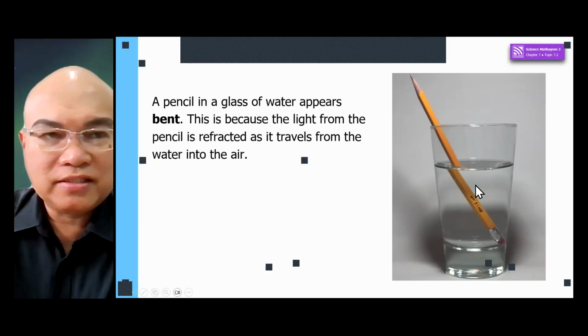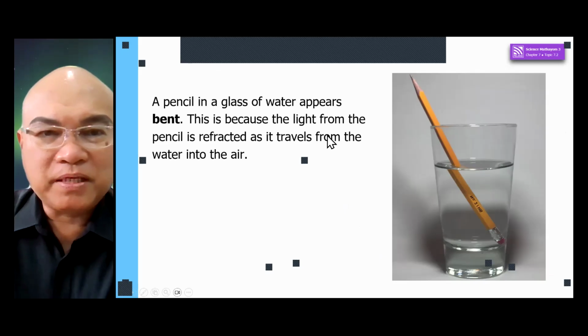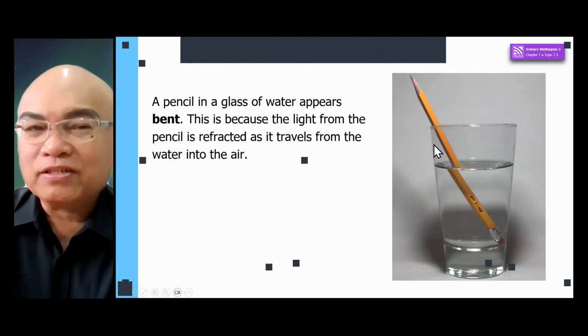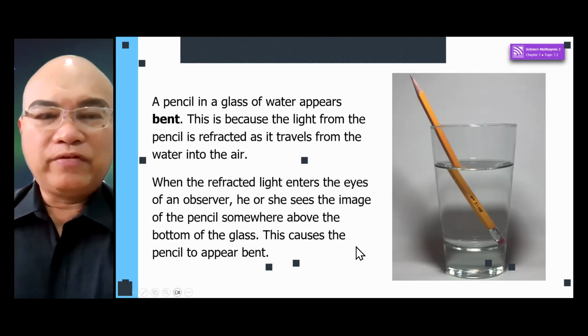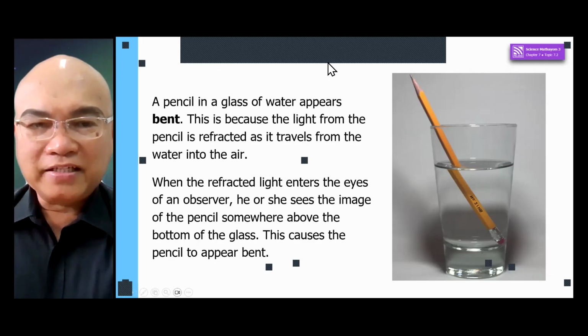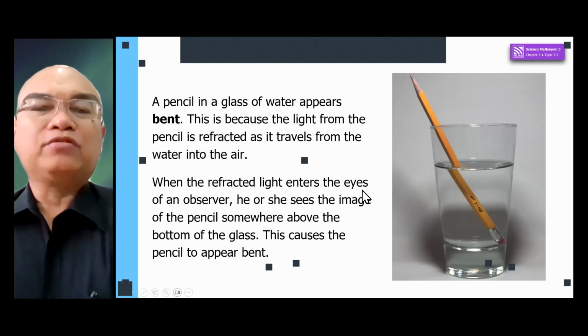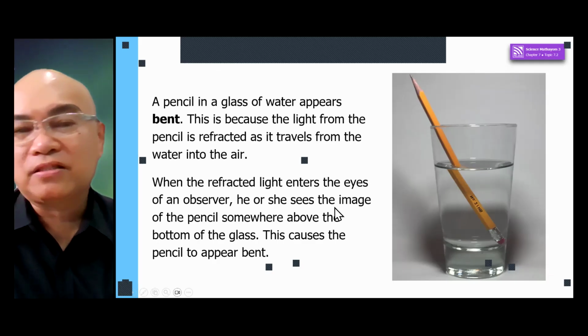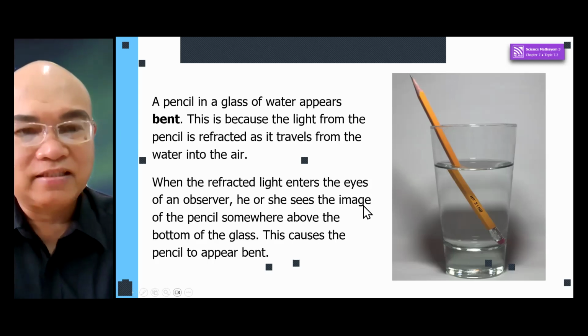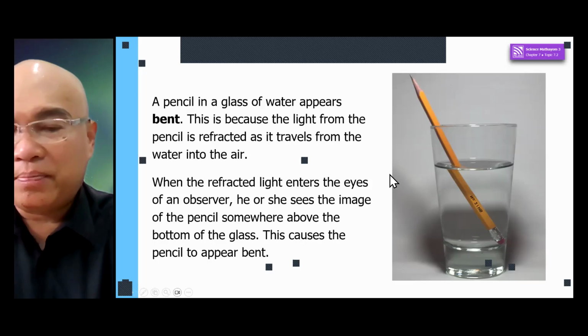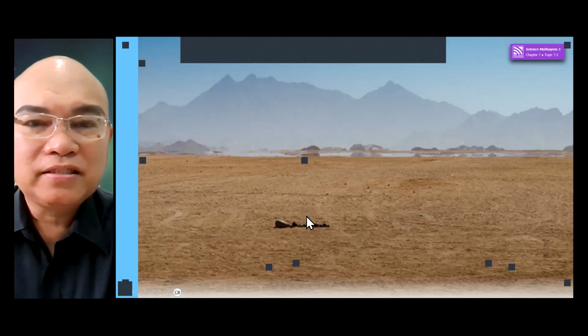Now, you see this pencil in a glass of water appears bent. This is because the light from the pencil is refracted as it travels from the water into the air. Now, when the refracted light enters the eyes of an observer, he or she sees the image of the pencil somewhere above the bottom of the glass. This causes the pencil to appear bent.